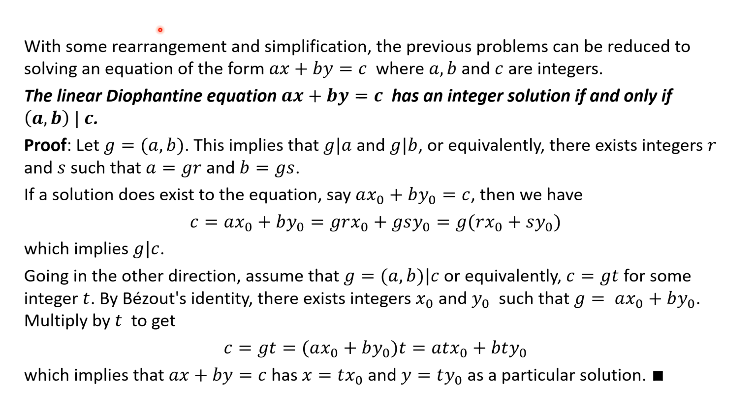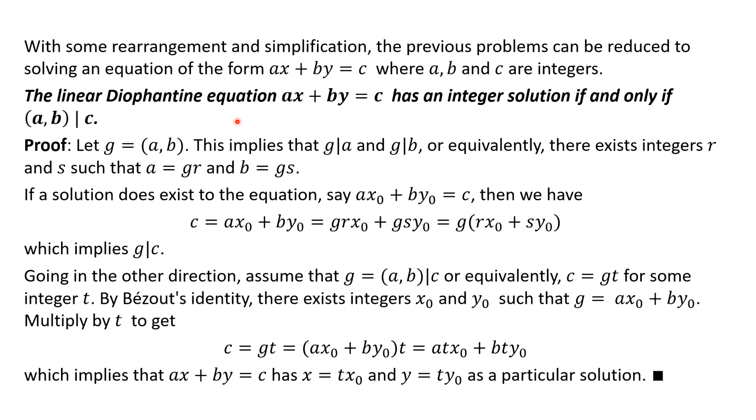With some rearrangement and simplification, the previous problems, not on the last slide, but 2 slides before, the 3 problems I mentioned, can be reduced to solving an equation of the form ax plus by equals c, where a, b, and c are integers. And of course, the solutions are integers x and y. So we have this theorem, which I'll go through the proof of here. The linear Diophantine equation ax plus by equals c has an integer solution if and only if the GCD of a and b divides c. So it's if and only if. We need to prove it in 2 directions.